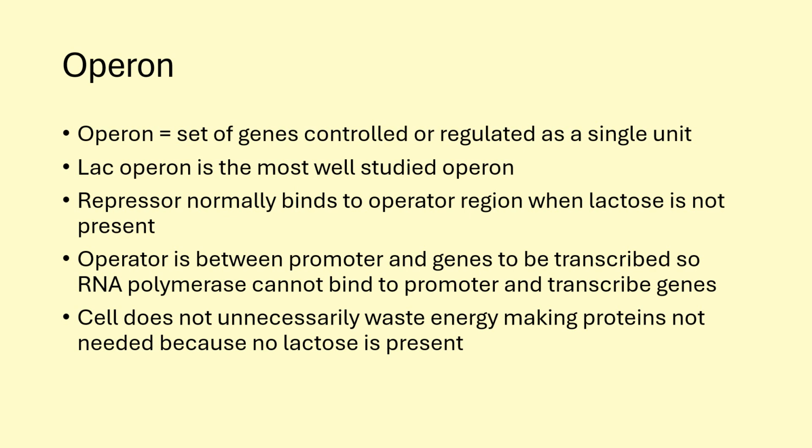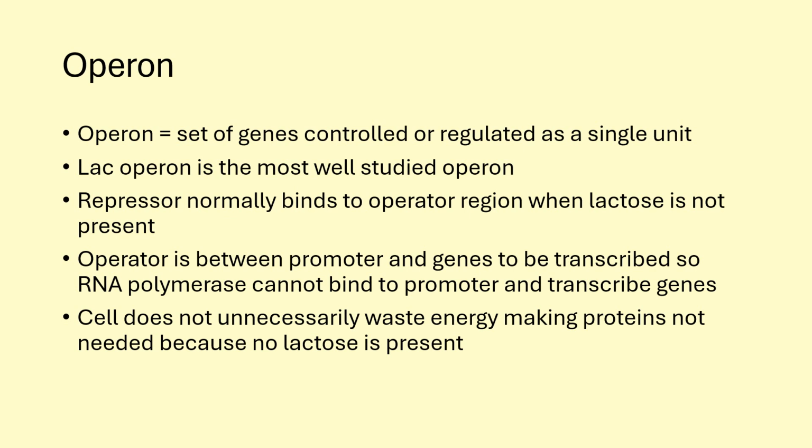You have a repressor that normally binds to that operator region when lactose is not present. That operator region was that region between the promoter and the genes. So that's where the repressor will bind. If the repressor is bound to the operator, RNA polymerase can't bind to the promoter, and even if it could bind to the promoter, because the operator is between the promoter and the genes, the RNA polymerase could not get by it. And so it prevents transcription from occurring.